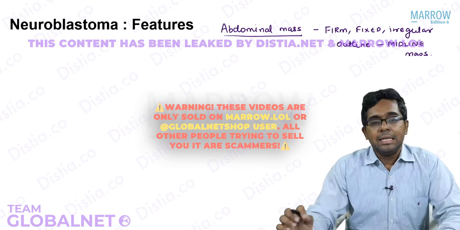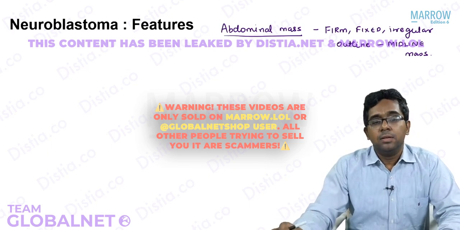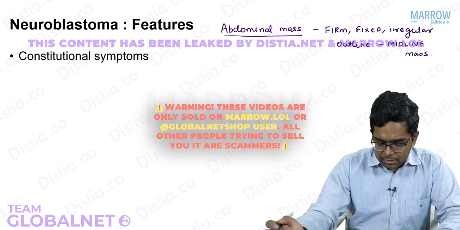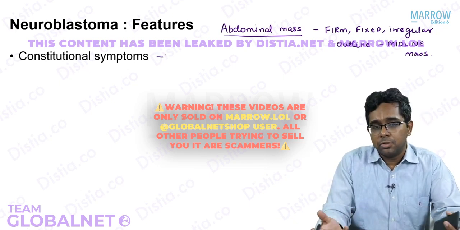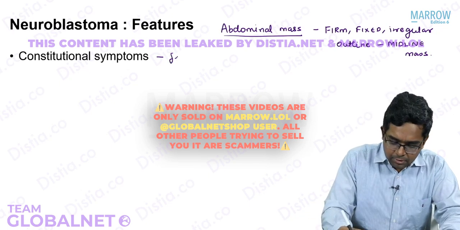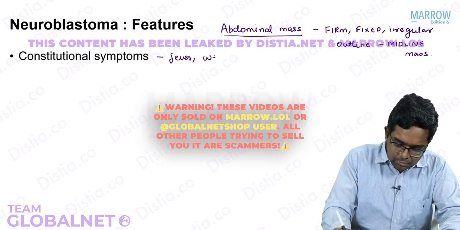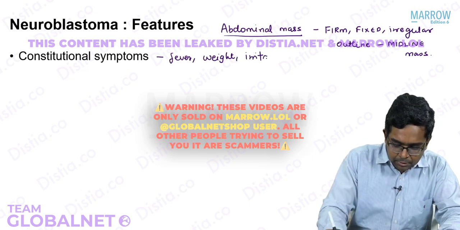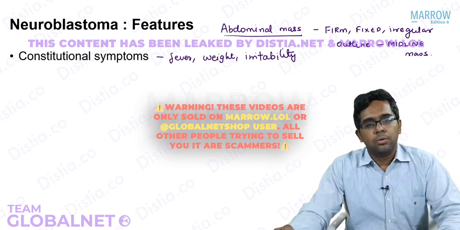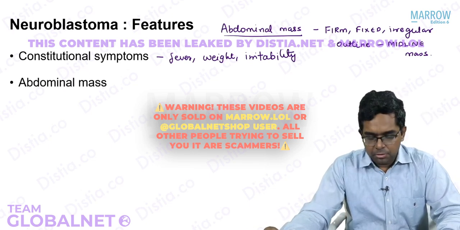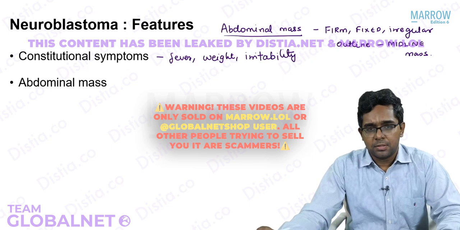The next set of presentation would be constitutional symptoms, and these include the usual ones which we have discussed in other tumors also. What are they? Fever, weight loss, as well as irritability. These are the constitutional symptoms in neuroblastoma. So abdominal mass and constitutional symptoms are the usual presenting features.